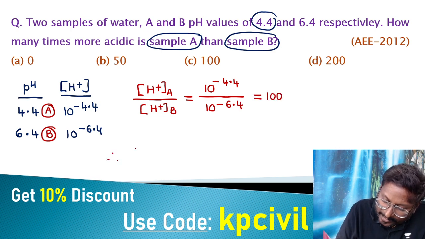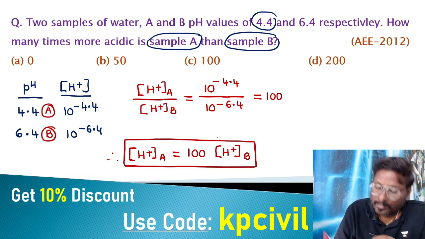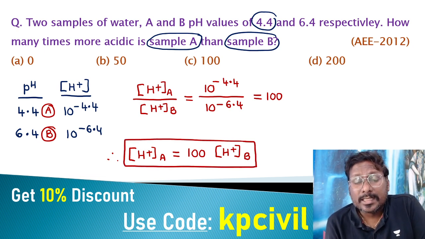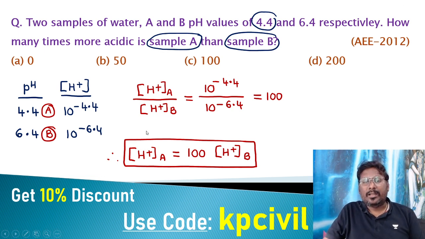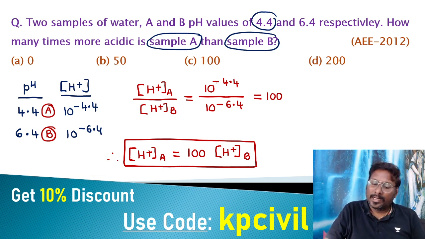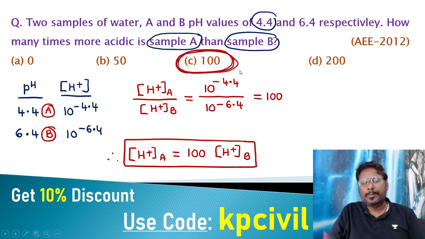So what can you write here? Hydrogen ion concentration of A is 100 times the hydrogen ion concentration of B, that is 100. Option C.